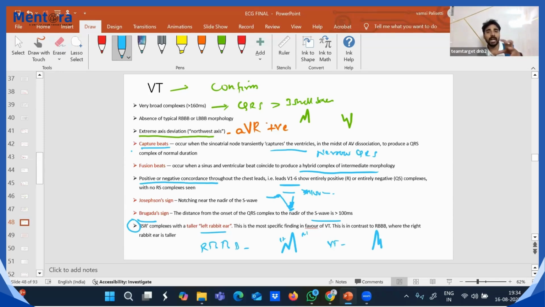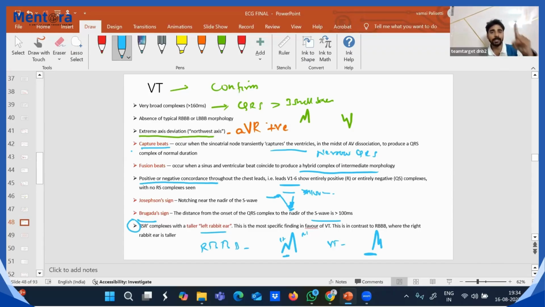How to differentiate RBBB from VT? In RBBB, the left limb will be small. But in the case of VT, the left limb is very high, very tall. I will show you everything on the ECG. All these points, please do remember. Please don't forget.